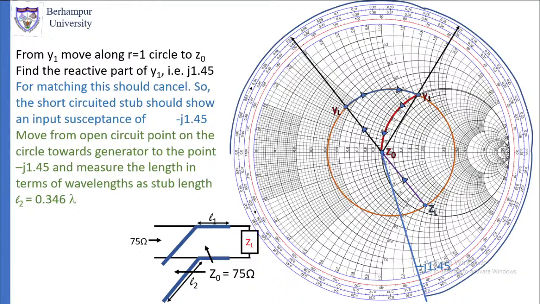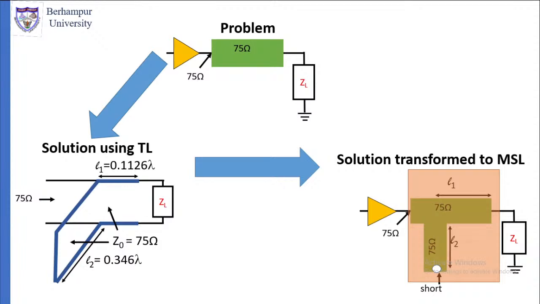So we require an open circuited stub that should show an input susceptance of minus J1.45. Move from the open circuit point on the circle, which is the leftmost point on the circle, towards the generator to the point minus J1.45 and measure the length in terms of wavelength. This stub length will be L2, which is equal to 0.346 lambda. So we can use an open circuit stub, and the solution is similar.